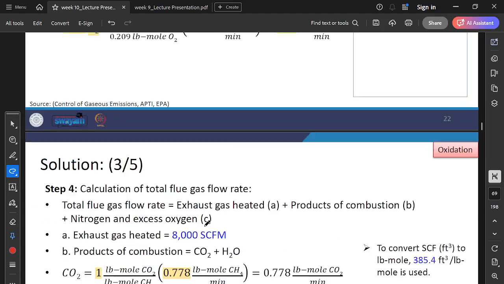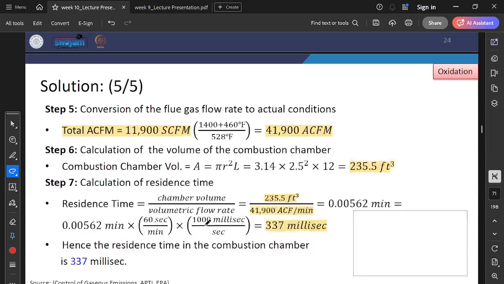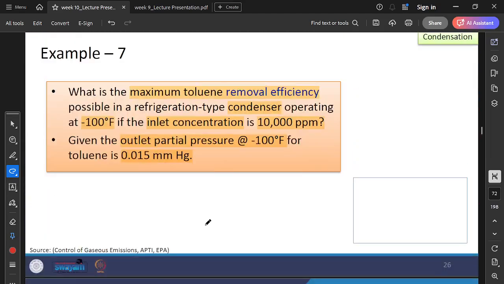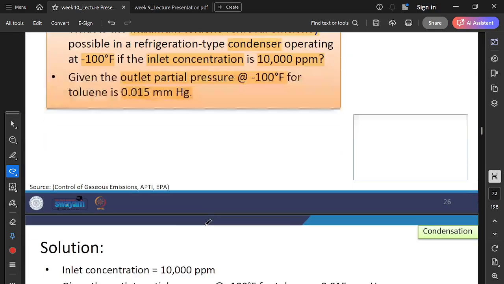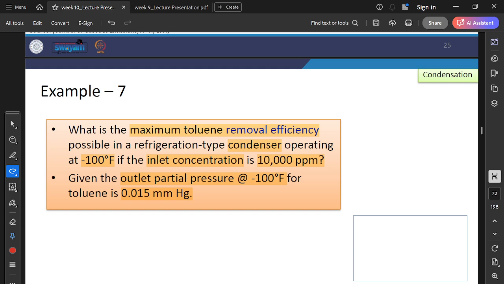Let me skip oxidizer as of now because I am going with condensation. There are lots of problems in the assignment related to condensation also. Because the time is running out, it's already 7:30, we are going to see some of the assignment problems also. So condensation, I'm directly going.